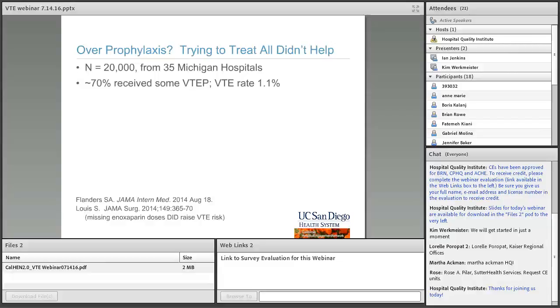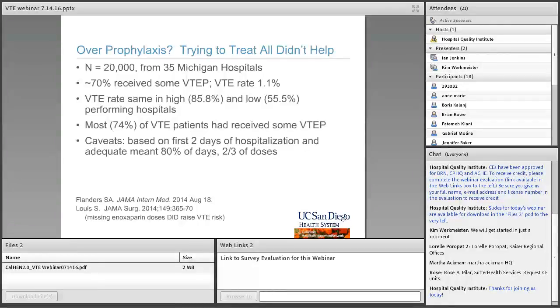The VTE rate overall in this study was about 1.1%, which is not negligible. That's an important problem, but it's not terribly common. The thing that was concerning is that the rate of VTE in patients who went to high-performing hospitals, which gave about 86% of their patients prophylaxis, was the same as the VTE rate in patients who went to low-performing hospitals, who gave just a little over half of their patients VTE prophylaxis.